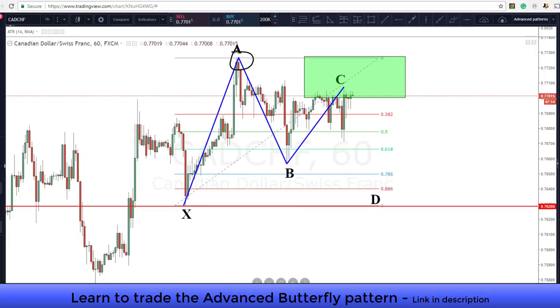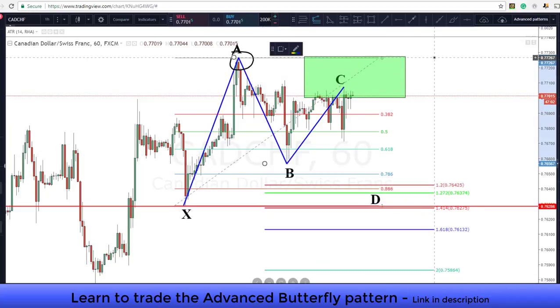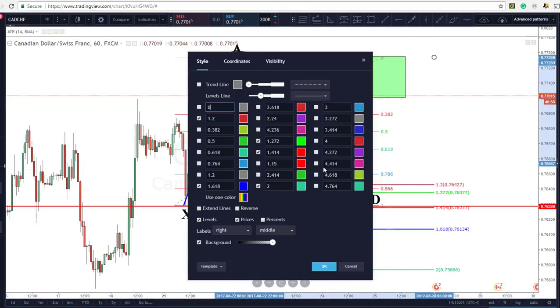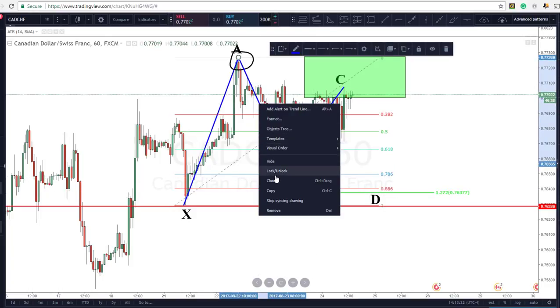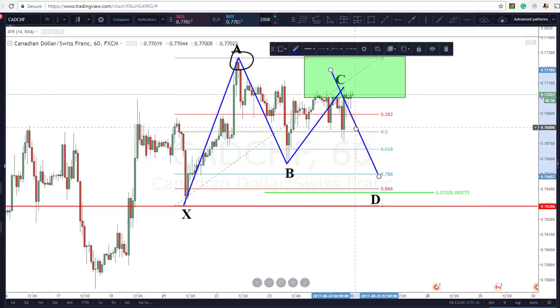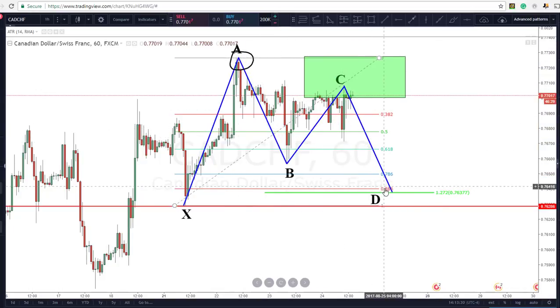So as for the extension, we're looking for an extension starting from A down to B. That's the move we want to extend to find our potential reversal zone. And of that, we're looking at the 127 extension, which is right below our 886 retracement. And for added confirmation on this pattern, we clone the A to B leg. You can see that we actually have an ABCD pattern coming down right at that 127 extension.